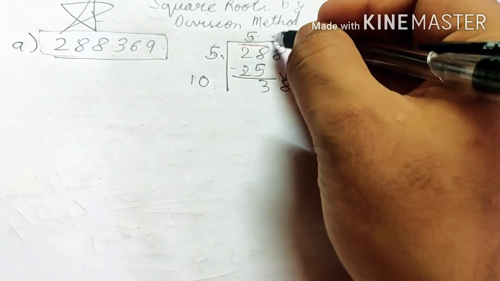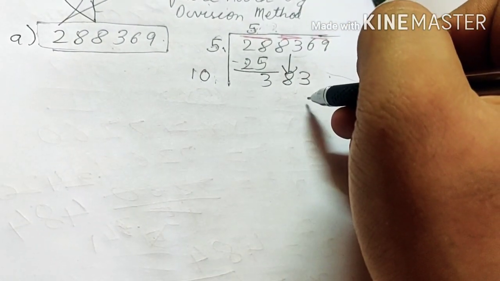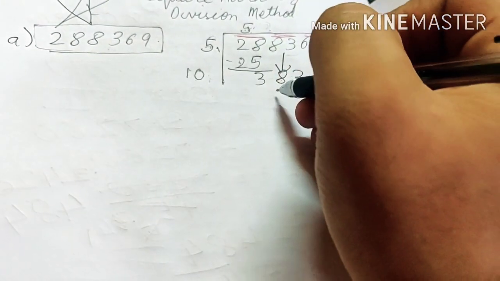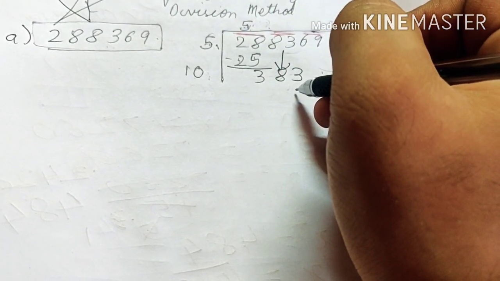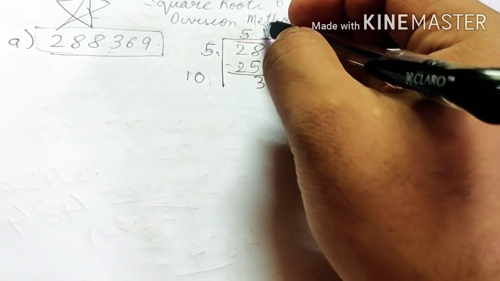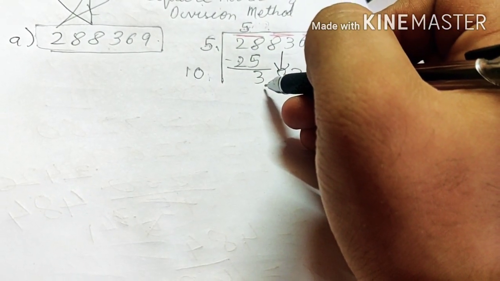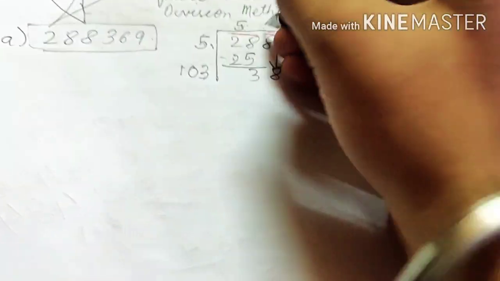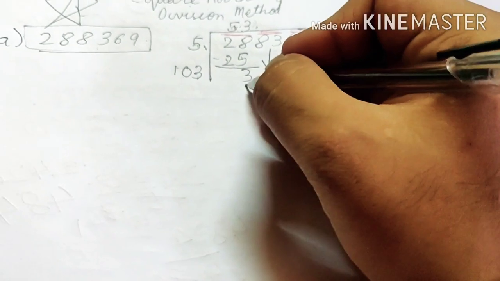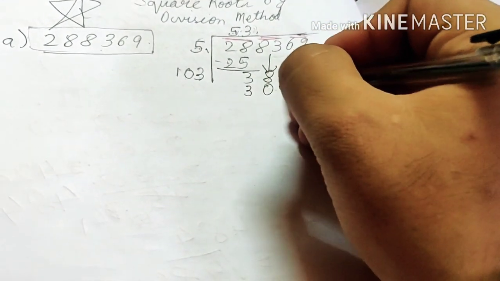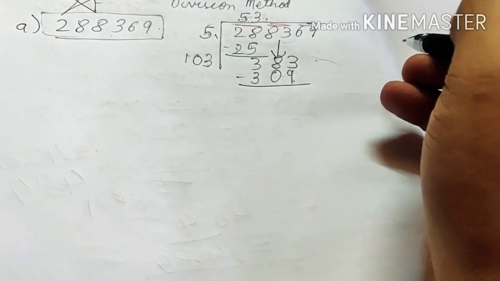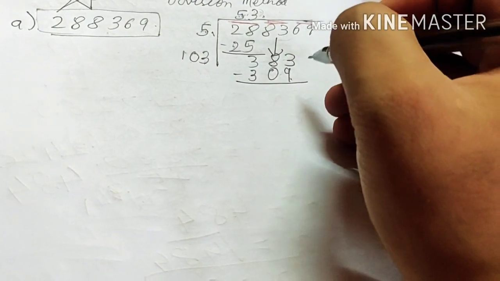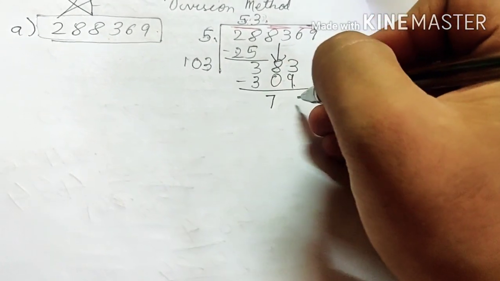102 twos are 204. 103 threes are 309. And then 104 fours are 416. So it has come more than 383. We will take 103 threes are 309. And then subtracting it further, we get 74.